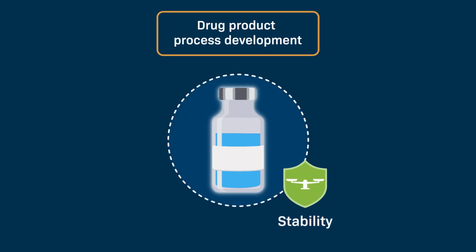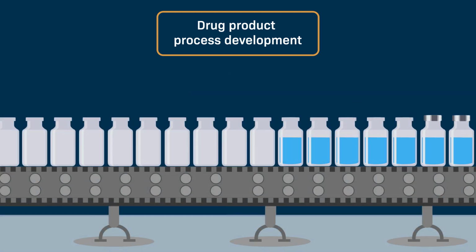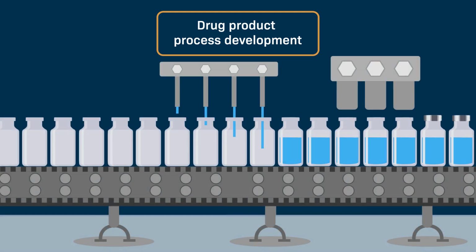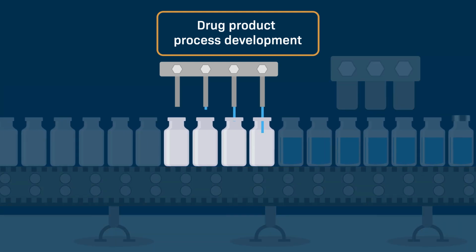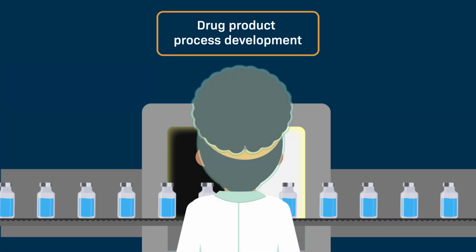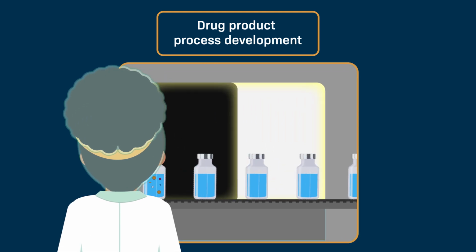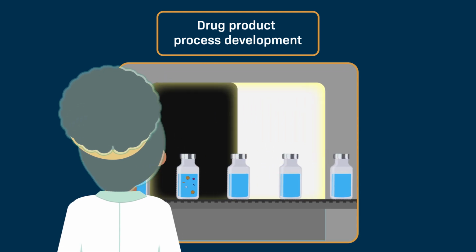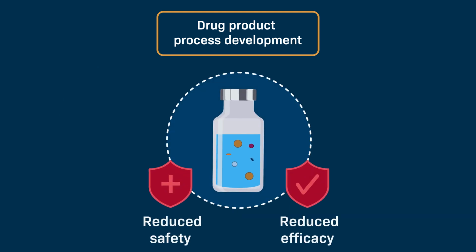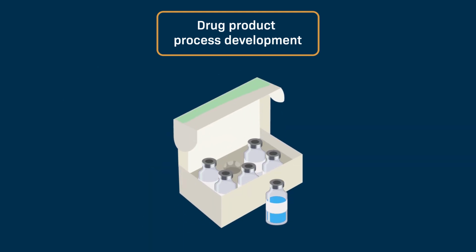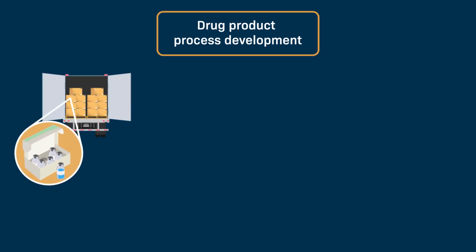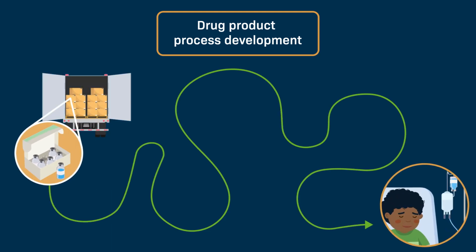Once a drug product has been stabilized, it can be manufactured on a large scale and filled into its designated container for patient use. A common test that's performed at the filling stage is the visual inspection of the final drug product. We'll learn how manufacturers use the visual inspection process to ensure that the drug product is free from any unwanted materials, which could reduce its safety and efficacy. After filling, a drug product is ready to be shipped out for patient use.